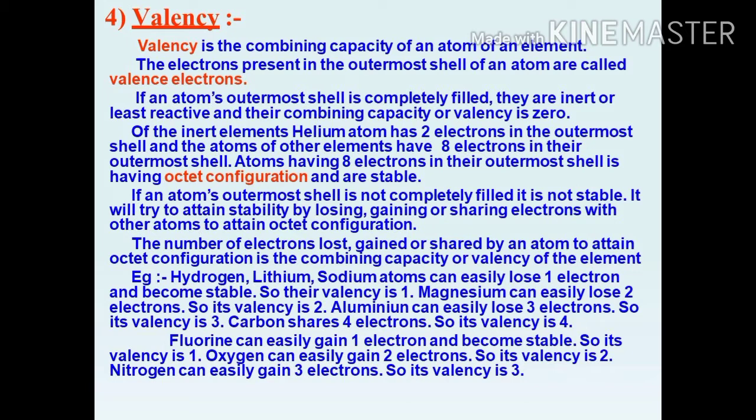Like this, oxygen's outermost shell contains 6 electrons. How can we calculate the valency? 8 minus 6. Up to 1 to 4, we need not subtract from 8. Directly we can write the number of electrons found in the outermost orbit. But above 4, we should subtract this number from 8. Oxygen, 6 electrons are found in the outermost orbit. What is the valency? 8 minus 6 equals 2.